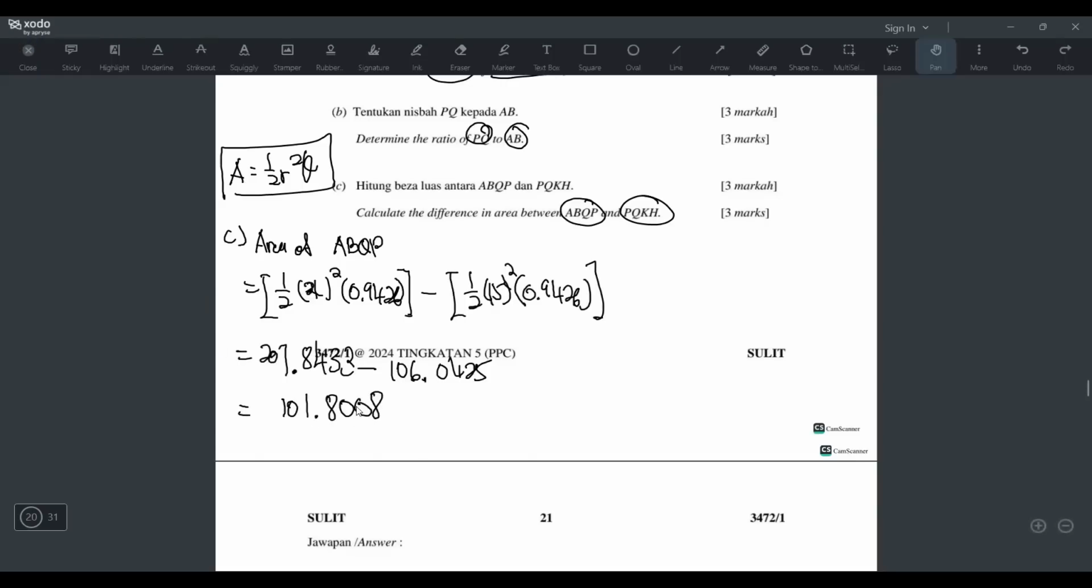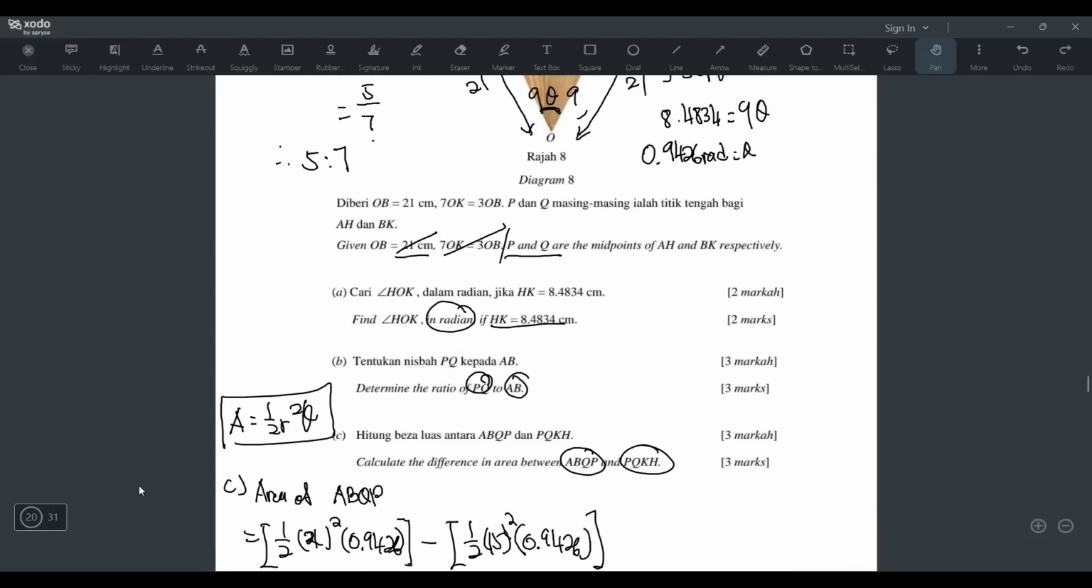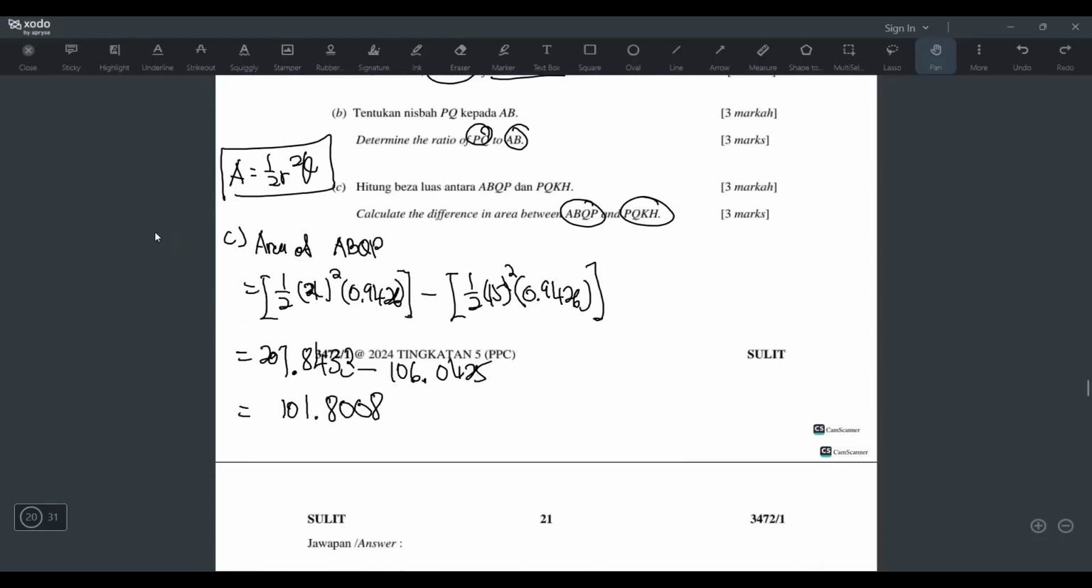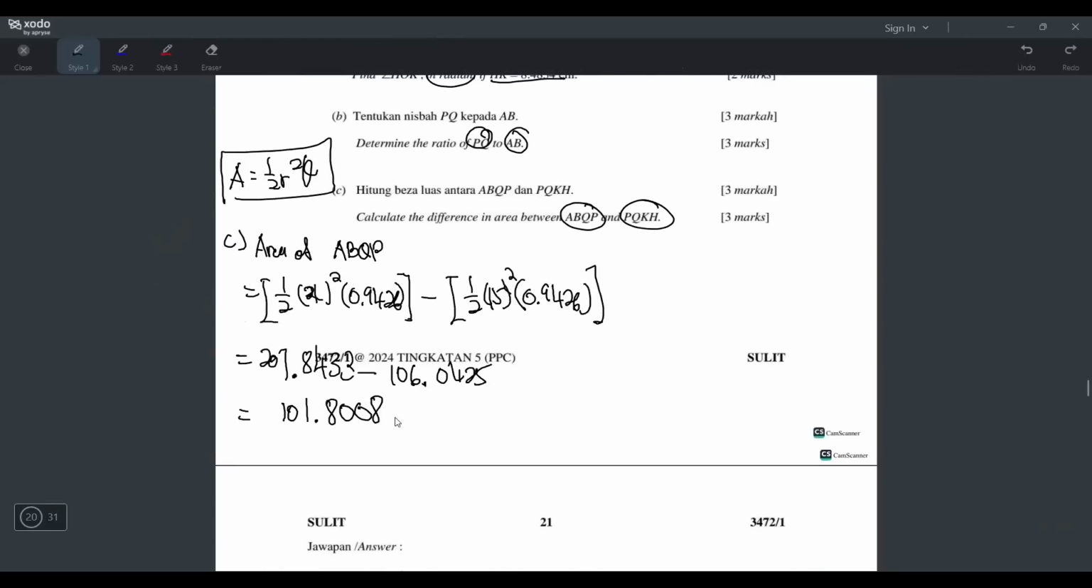That's why I write a few more decimal places, because I haven't finished yet, right? Only in the final answer will I write 4 significant figures. Understand, right? When it's the final answer, then I'll write 4 significant figures. But it's not the final answer yet. That's why I write a few more decimal places. So now I will find the area of PQKH, right?